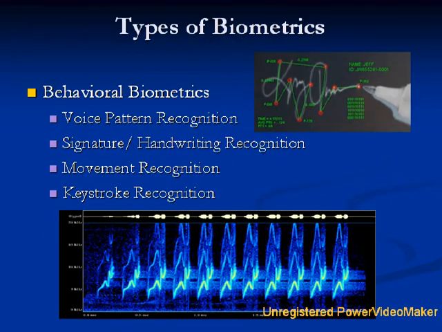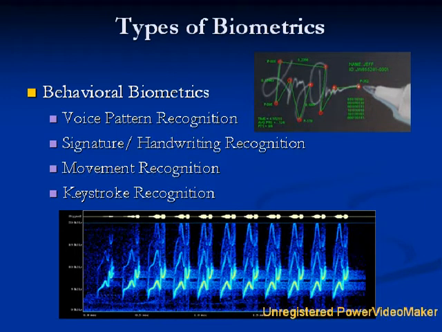Behavioral biometrics are used to identify a particular person by measuring a behavior trait that is acquired over a specific time. Behavioral biometrics include voice pattern recognition, signature/handwriting recognition, movement recognition, and keystroke recognition.